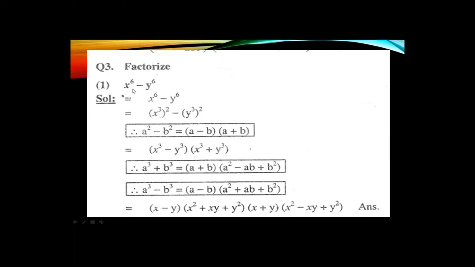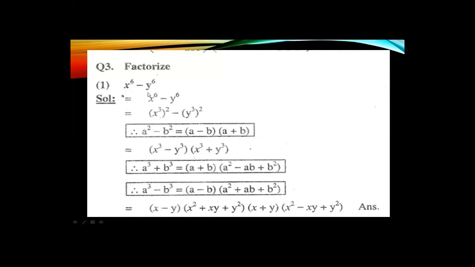Now the next question. The next question is x^6 minus y^6. So there is a minus and the powers are 6. These are the factors of cubes. But first in this question we are going to use the difference of squares formula, because of this minus sign we make this term a square minus b square. When the minus sign is given, we apply difference of squares first and then we will apply cubes.